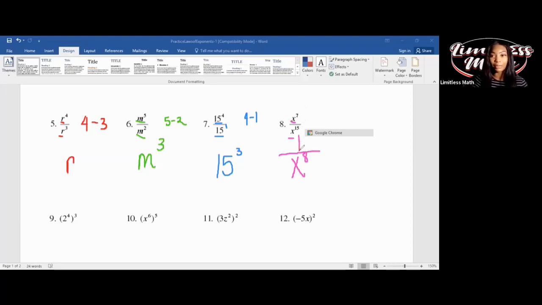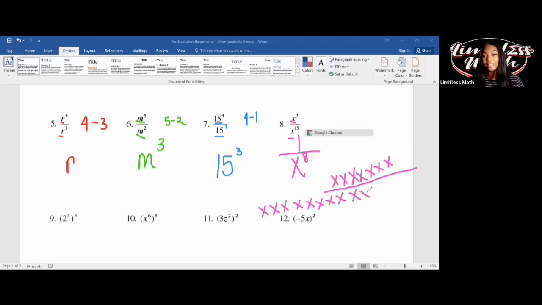Now we can visually explain why this would work. We could do x, x, x, x, x, x, x to represent the 7 x's on top. Right? Because x to the 7 just means x times itself 7 times. Okay? Then you would need 15 x's on the bottom. 1, 2, 3, 4, 5, 6, 7, 8, 9, 10, 11, 12, 13, 14, 15.